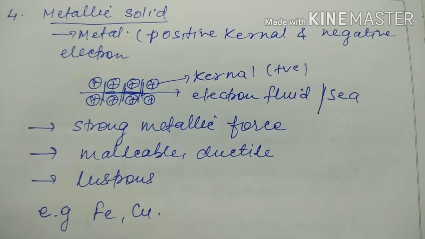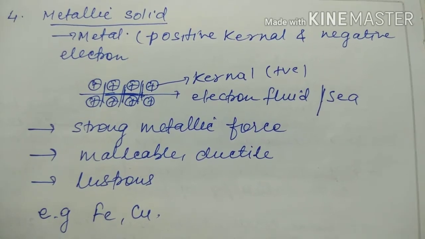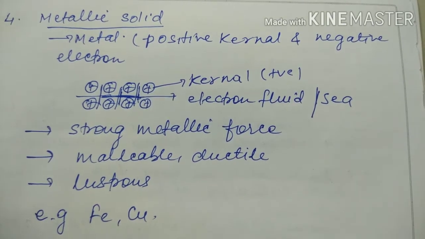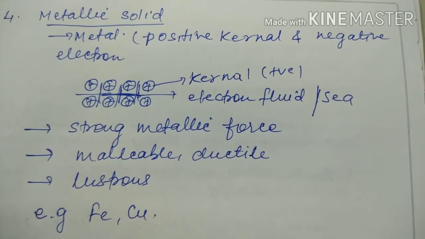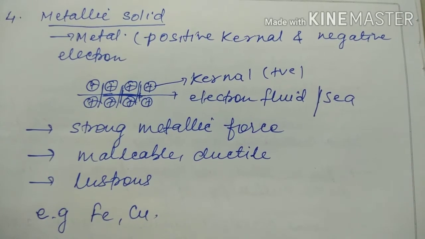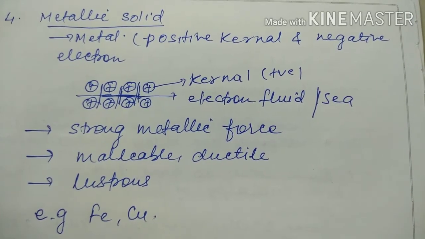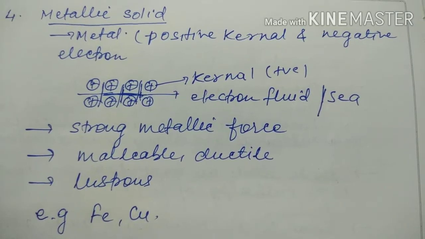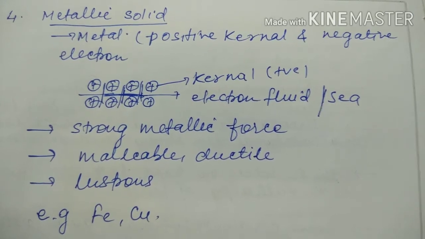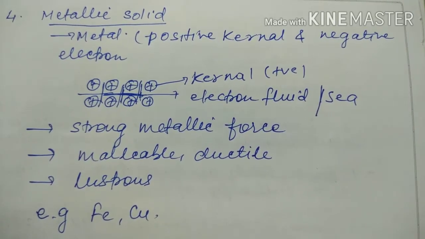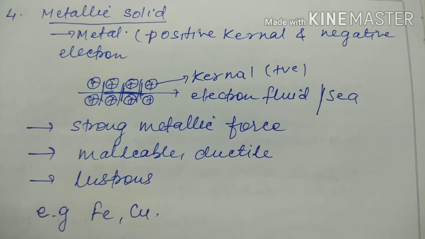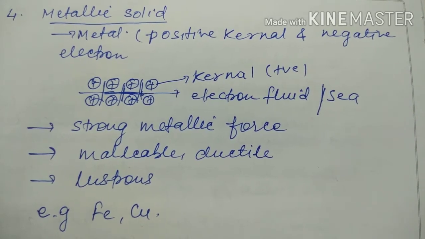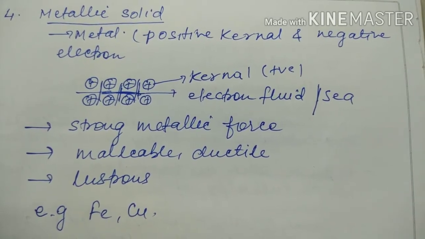Again listen: metals have high atomic radii, so they easily release electrons and become positive. The positive part is called the kernel, and the released electrons deposited in the interatomic space are called electron fluid or electron sea. So positive and negative parts are produced, giving a strong metallic force, so that metals are malleable and ductile. Malleable means they can be changed into a thin sheet. Ductility means they can be drawn into wire.